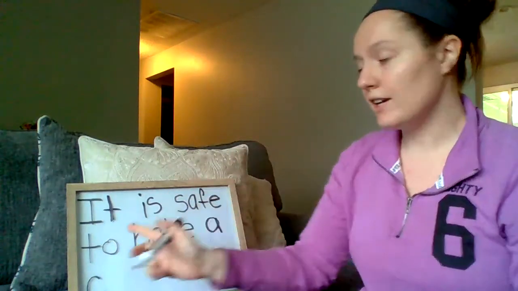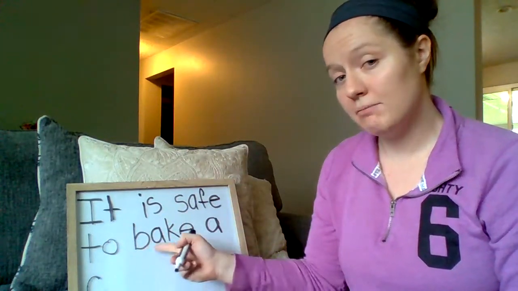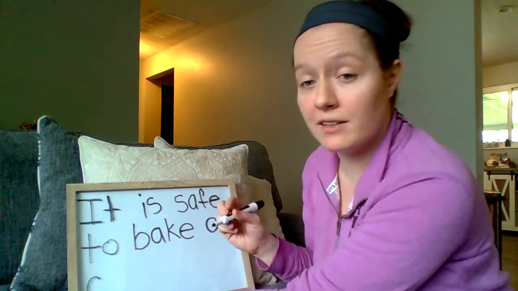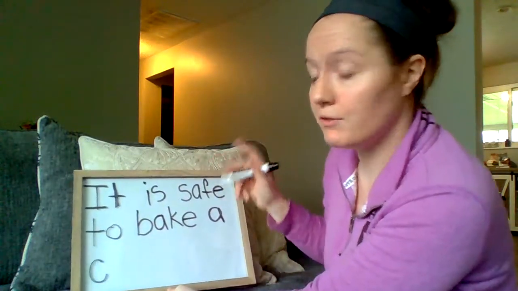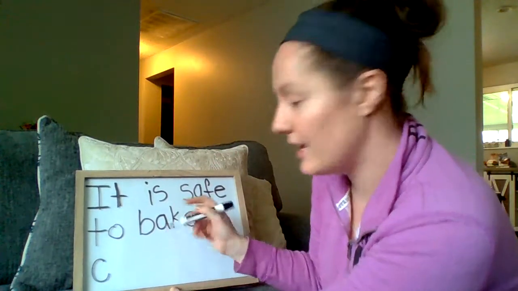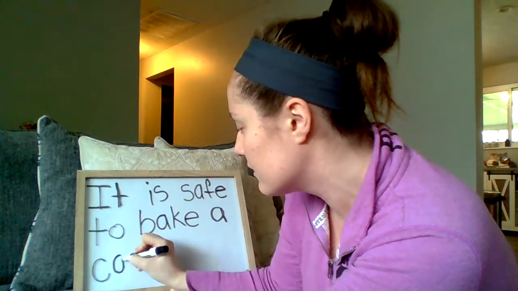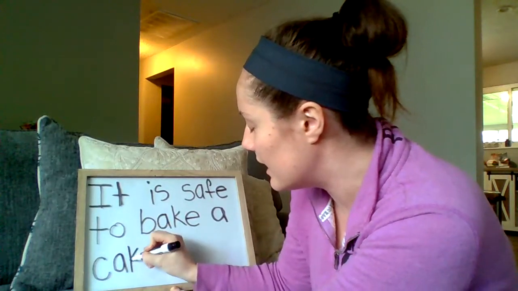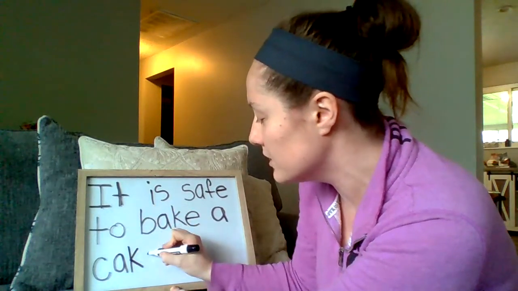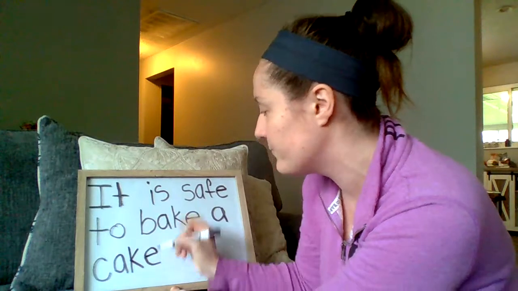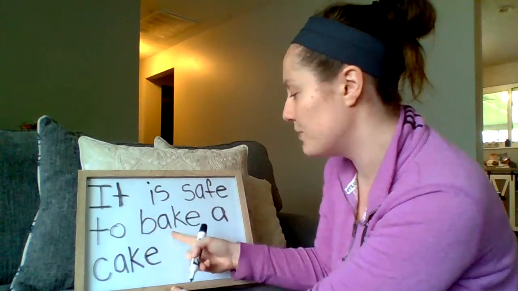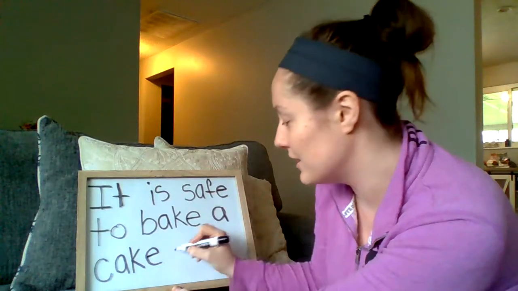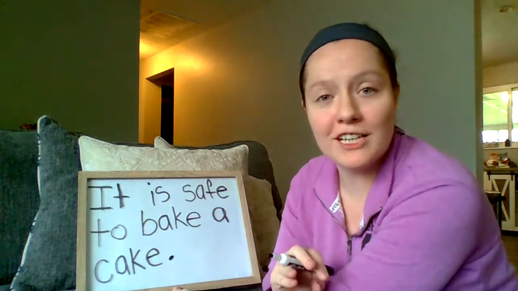Now we already found out that cake and bake have that same last part. So we already know how to spell the last part of A. So first letter is A. Then we have a K. And A says its name by Super E or Magic E. It is safe to bake a cake. What goes at the end of a sentence? Period. Time to check our cups.